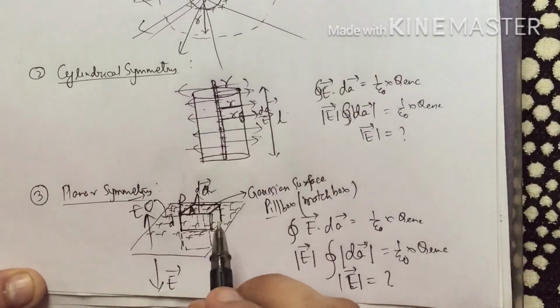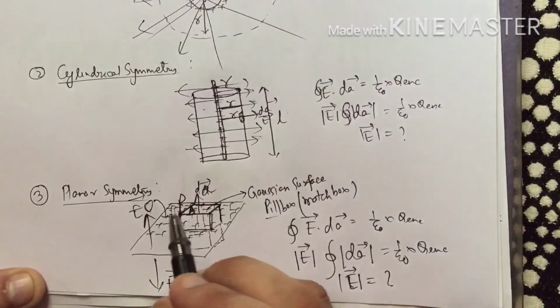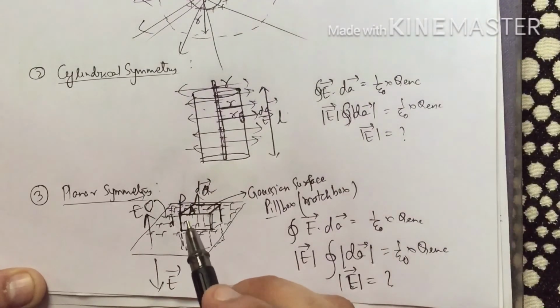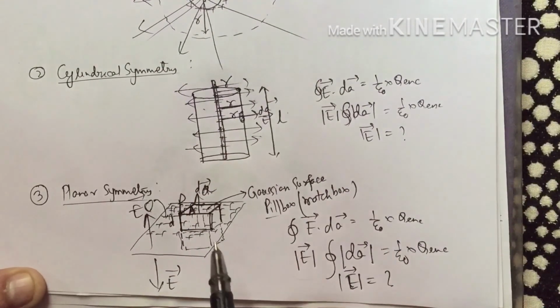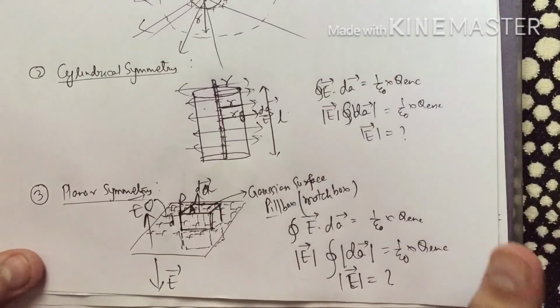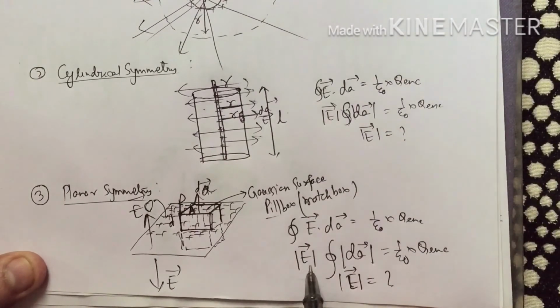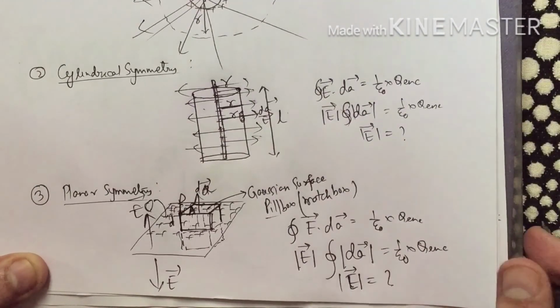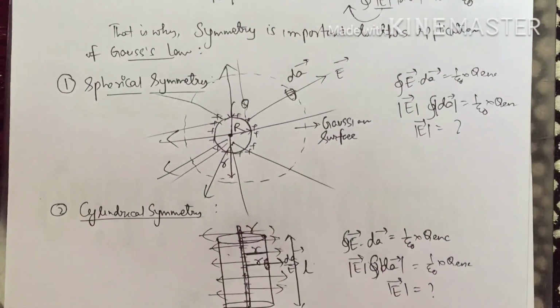So your main motive is always to draw a Gaussian surface which will enclose the charges, and the Gaussian surface should be drawn in such a manner that the magnitude of electric field is always constant and can come out of the integral, so that you can calculate the electric field. This is all about your Gaussian surface.